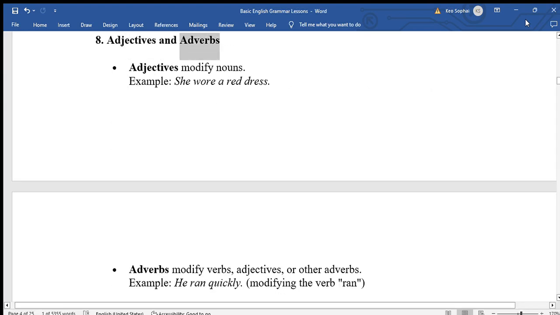8. Adjectives and adverbs. Adjectives modify nouns. Example, she wore a red dress. Adverbs modify verbs, adjectives, or other adverbs. Example, he ran quickly, modifying the verb ran.